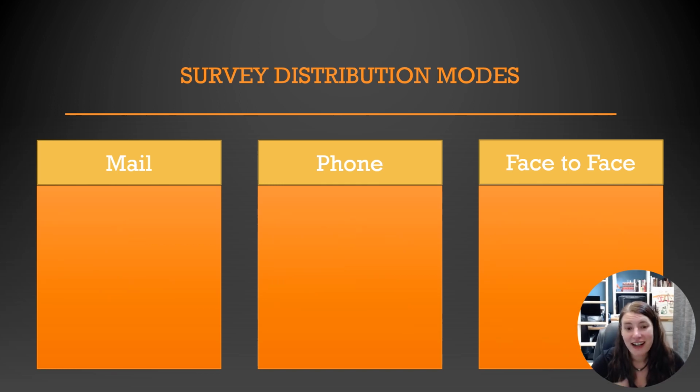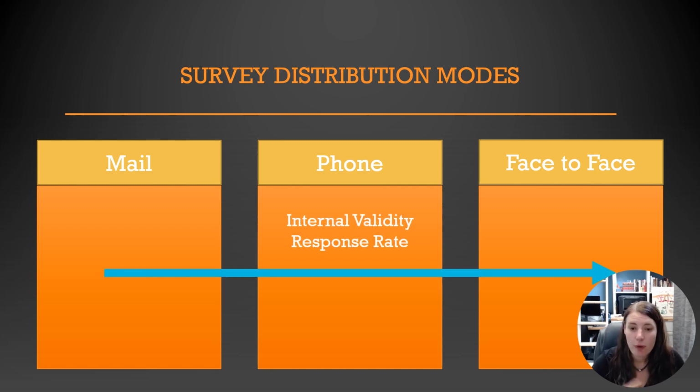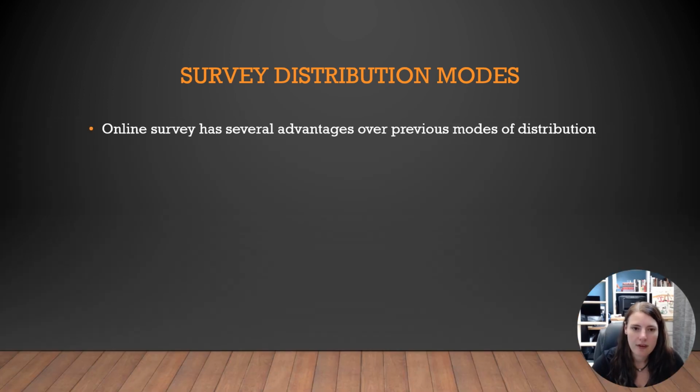Now, that last chart had a lot of information on it, so I wanted to quickly summarize 2 key differences between the 3 modes. Internal validity and response rate both increase as we move towards more intimate human interaction between the researcher and the respondent. Honesty, however, increases as we move away from intimate contact between the researcher and the respondent and towards a more private setting.